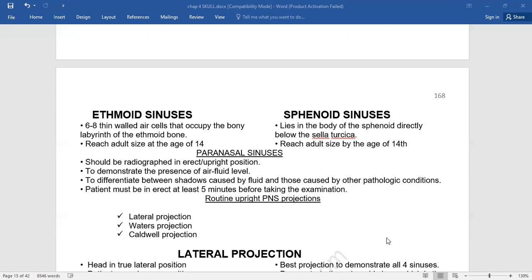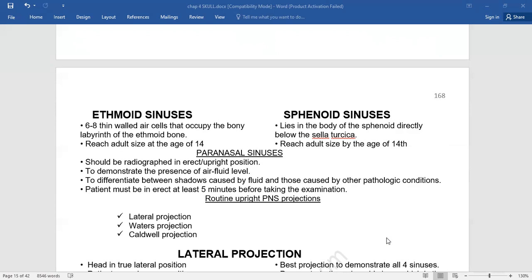So to differentiate between shadows caused by fluid and those caused by other pathologic conditions, kaya pina-perform ang PNS erect. The patient again must be erect for at least 5 minutes para bumaba yung fluid level and then nasa taas yung hangin. Kasi halimbawa, nakahiga yung patient tapos papabangunin, then expose agad, hindi pa lahat ng fluid nakababa na, and hindi lahat ng hangin nasa taas. So kailangan allow the patient to be in erect position for about 5 minutes bago siya i-expose.